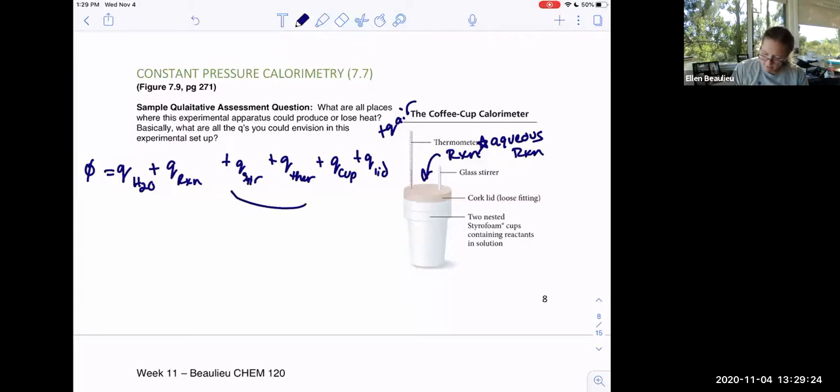All these things, the stir, the thermometer, the cup, the lid, the air that's above your solution in the cup, all of that relates to the calorimeter. And generally in these calculations, we just put a single Q that relates to all of those. We don't measure the heat capacity of each of those individual items. We measure the overall heat capacity of a calorimeter, and we give that a big C.